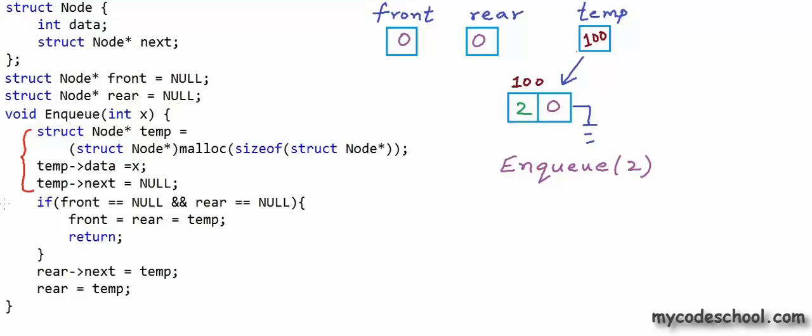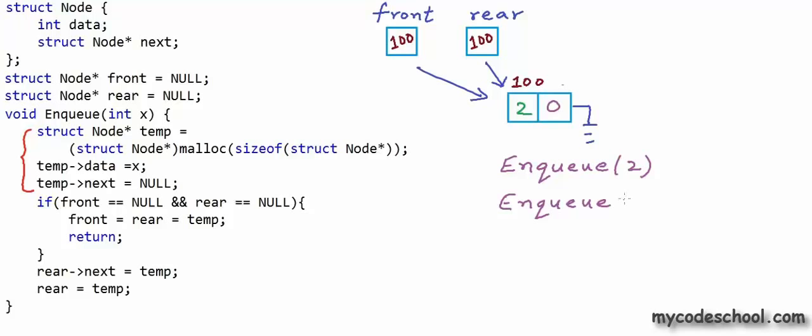Right now front and rear are both null, so we will go inside this if condition and simply set both front and rear as 100. When the function will finish execution, temp, which is a local variable, will be cleared from memory. After setting both front and rear as address of this newly created node we are returning. So this is how the queue will look like after first enqueue.